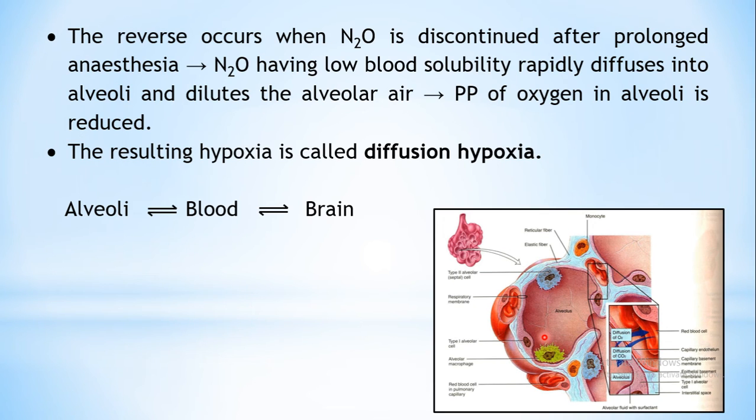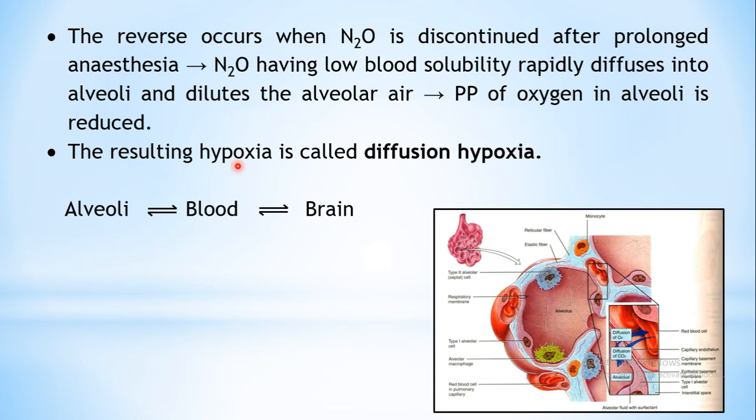So when it replaces the air found in the alveolus, what will happen to the oxygen level in your alveoli? Obviously it will drop. The partial pressure of oxygen will drop in the alveoli, because the nitrous oxide which was in your blood has started coming back into your alveolus. So the partial pressure of oxygen will drop here, and that will result in hypoxia. Hypoxia means lack of oxygen.